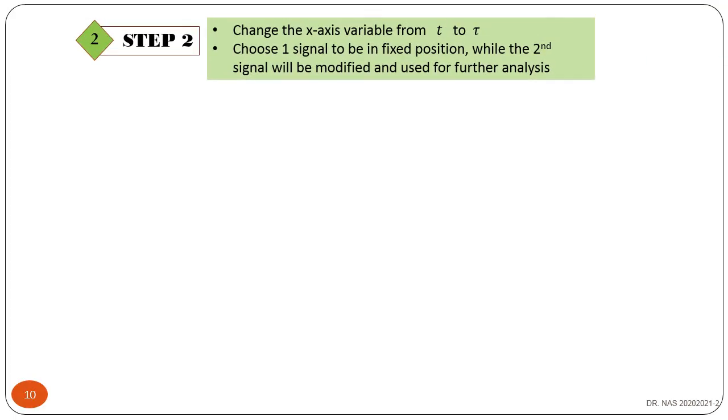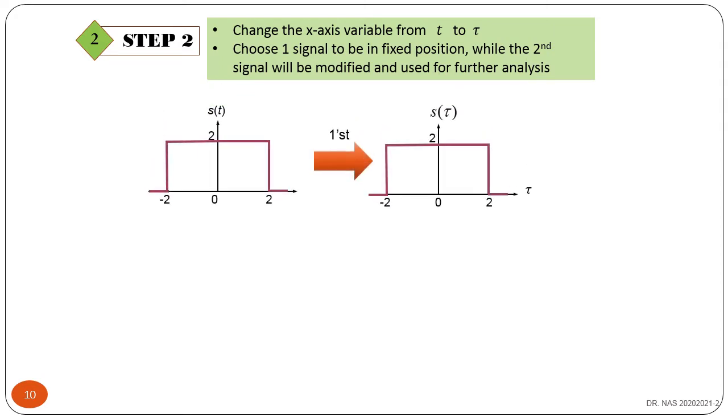Okay, the second step, you need to change the x-axis from t to tau and then choose one signal to be in fixed position while the second one will be modified and used for further analysis. So this is the first one, s(t). The original axis is t, so now change the x-axis to tau, so now it becomes s(tau). Same goes to r(t), which will be transformed into r(tau).